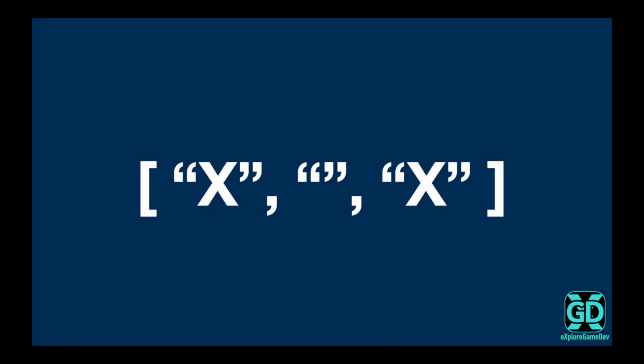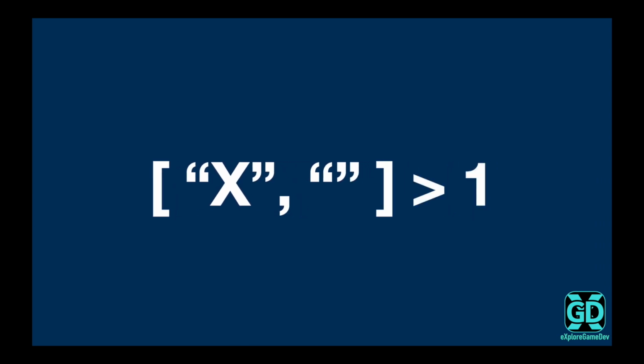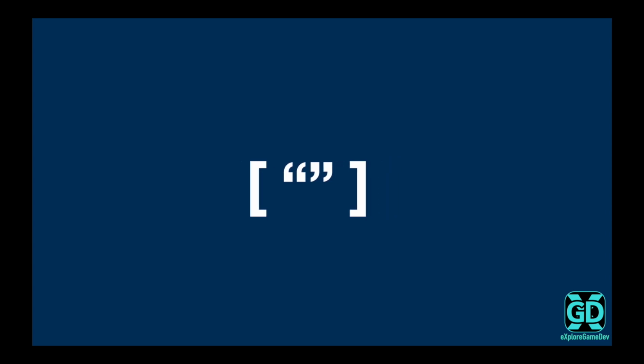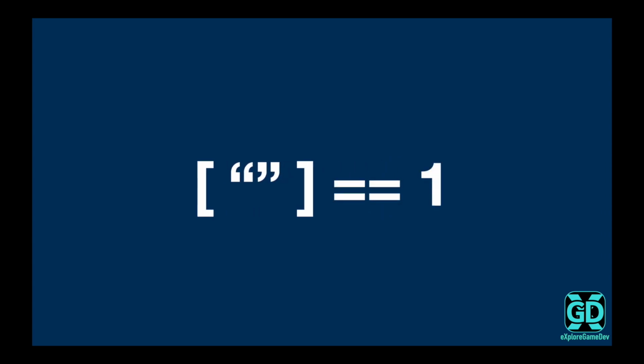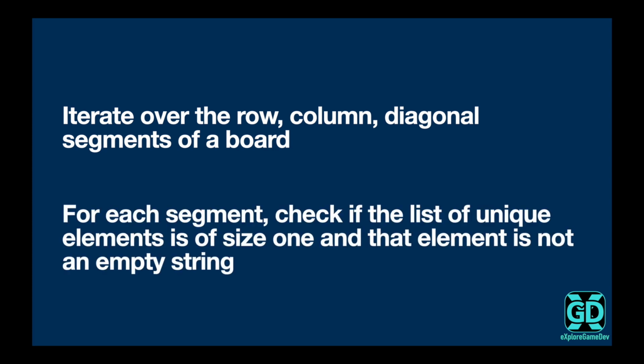This also works for incomplete segments such as X space X. The set of unique elements would be X space. The size of this list is 2, so this is not a win condition. Additionally, you need to account for the edge case of an empty segment or space space space. The set of unique elements would be space, and the size of this list is 1, but since this is an empty string rather than an X or an O, it should not be a win. In summary, your algorithm needs to be able to iterate over all row segments, column segments, and diagonal segments of a board. For each segment, a win condition review is checking if the returned list of unique elements is of size 1, and that one element is not an empty string.